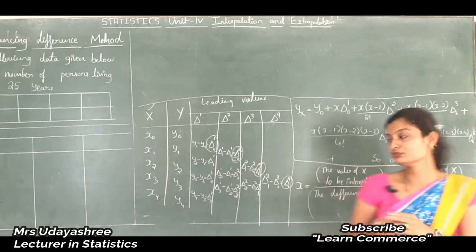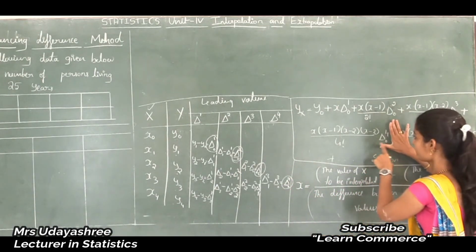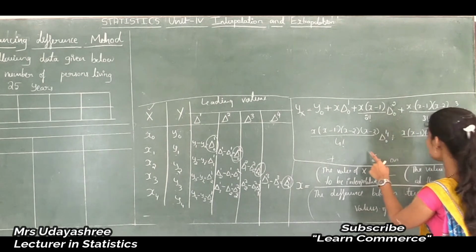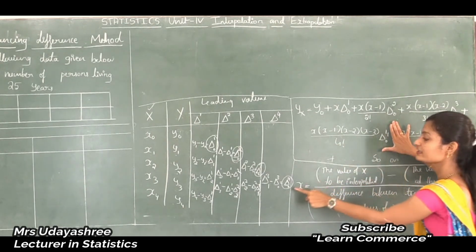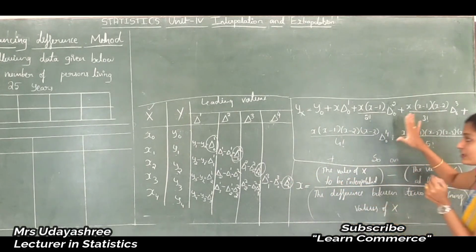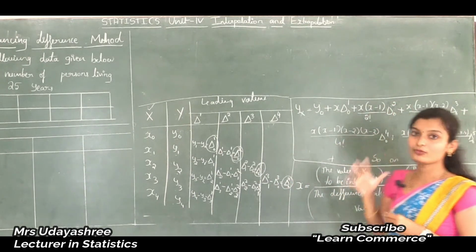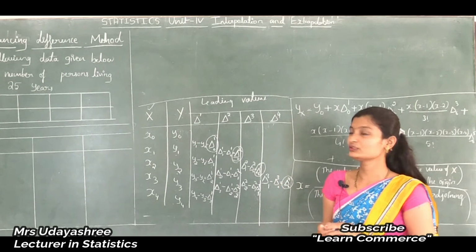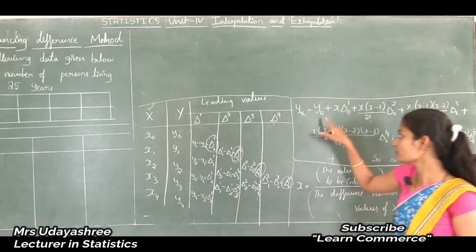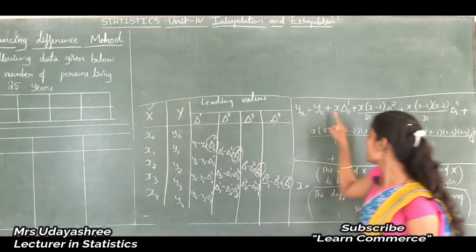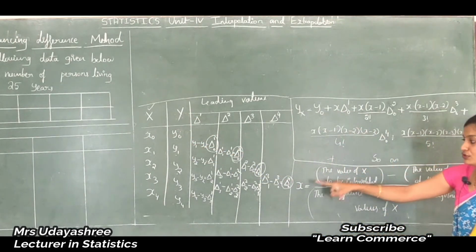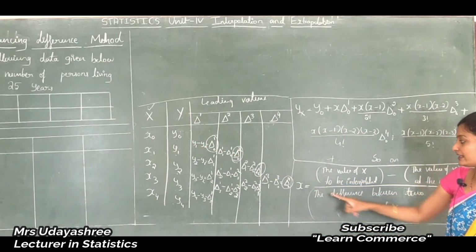See, here only delta naught 4 observations are there. Therefore, we have to take only this much of the formula. No need to write these steps, because here the last value is delta naught 4. Okay, this is all about the formula of Newton's advancing difference method. So what is y0? y0 is the first value of the y observations. How to calculate x? Using this formula we can calculate x.